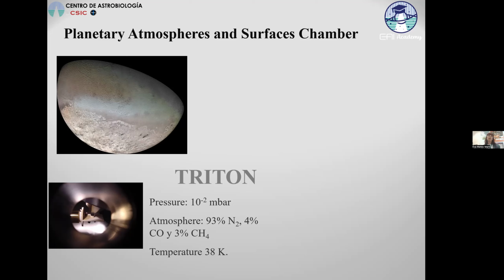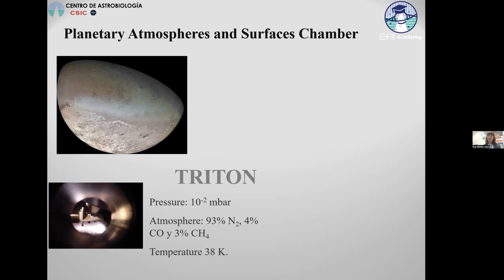Furthermore, the fact that we can control the condition at the lower limit or the upper limit doesn't mean that we can control the condition at any intermediate state. So we have chosen Triton, the Neptunian moon, whose pressure is 10 to the minus 2, in order to test more for technical reasons than from an astrobiological point of view. We need to see that we are able to reach the intermediate pressure values too.